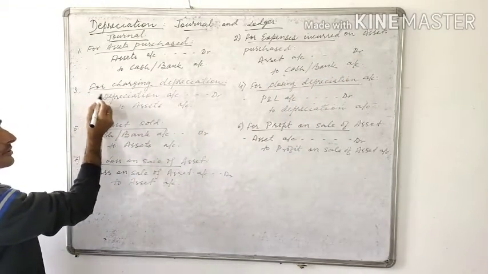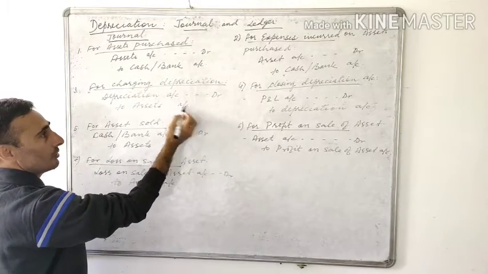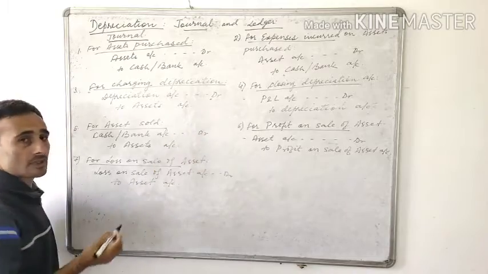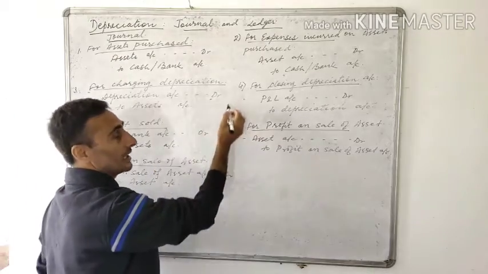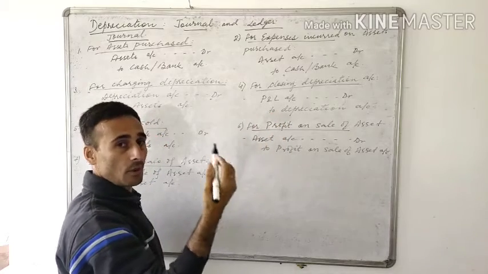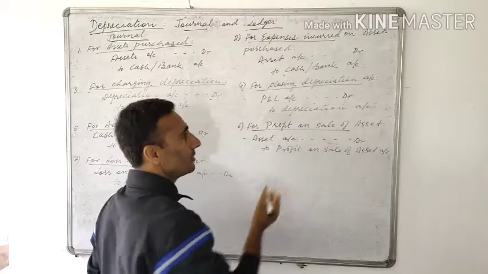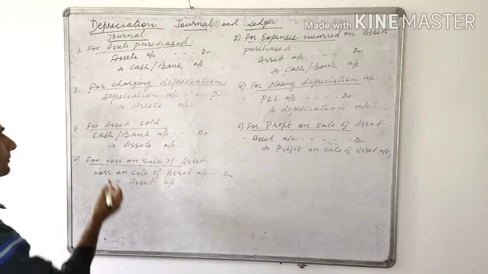At the end of the year, for charging depreciation, depreciation account debit to asset account. Depreciation is debit because it is an expense. And at the end of the year, depreciation is closed by transferring it to the profit and loss account. So you have the entry profit and loss account debit to depreciation account.